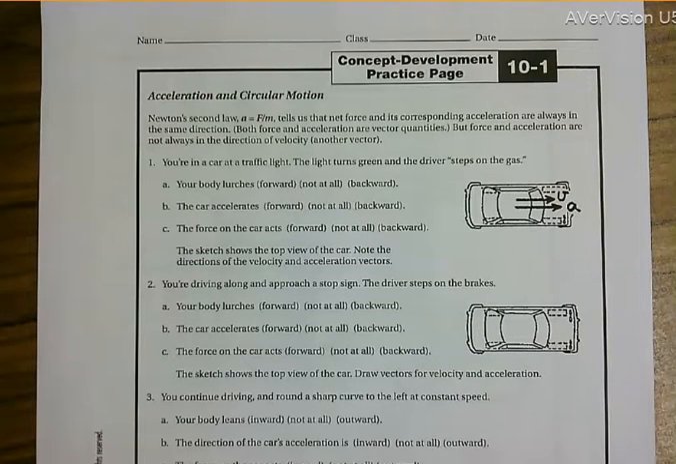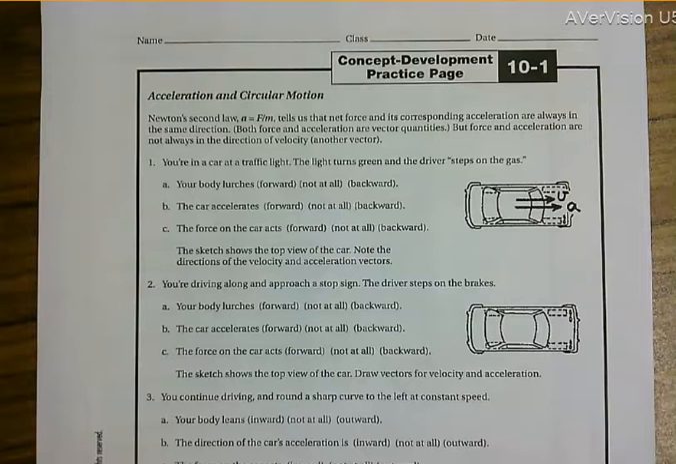Newton's second law, a equals force divided by mass, and net force, tells us that net force and its corresponding acceleration are always in the same direction. Both force and acceleration are vector quantities. But force and acceleration are not always in the same direction, or in the direction of velocity, which is another vector. So, number one, you're in a car at a traffic light.